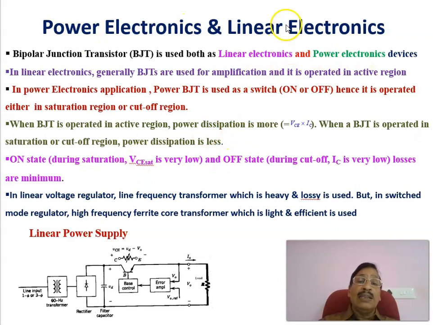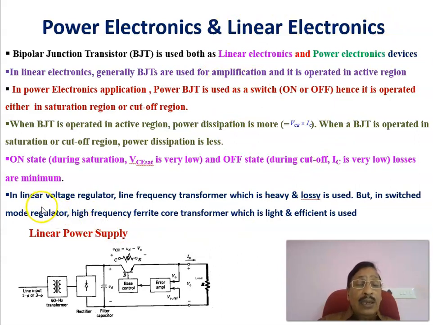But when it is operating as an amplifier, like in a linear electronic device, then power dissipation will be more. Therefore, the BJT itself can be used as either a linear electronics device or a power electronics device. When it is used as a power electronics device, power dissipation is less, and when it is used as a linear electronic device, the power dissipation is more.